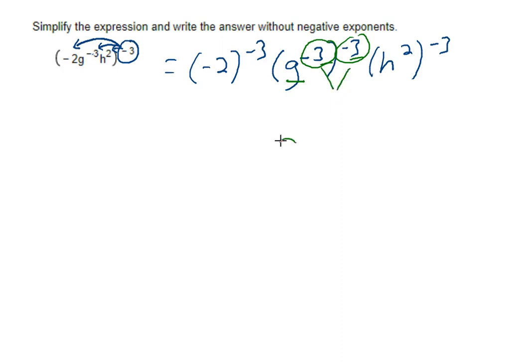Right? So these will get multiplied together, and we'll get g to the +9 power. Right? -3 times -3 will be +9. And this will become h. Same thing's going to happen here. These will multiply, and we'll get h to the -6 power.